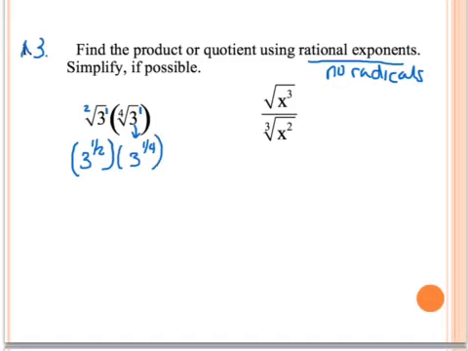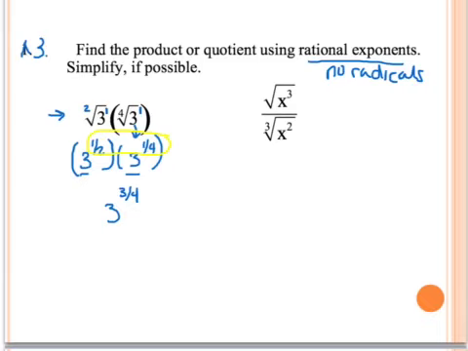I can now multiply them, whereas in the original form I could not multiply them because they were not like radicals. They did not have the same index. But now in rational form I can multiply them, because if something has the same base and I'm multiplying them together, all I have to do is add their exponents. So I just need to add 1/2 plus 1/4. So that'll be 3 to the 3/4.